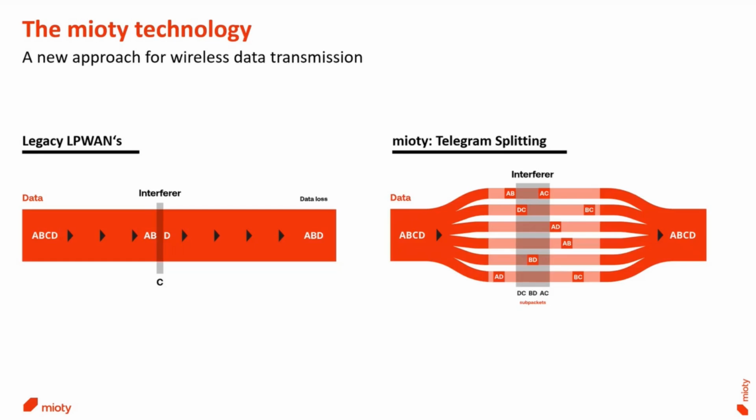So we take the same data, ABCD, split it into sub-packets, and there's some redundancy in these sub-packets, transmit with frequency and time shift, and yes, we will also be hitting some interference, and some of these sub-packets will be lost. But if 50% or more of them survive the journey, we will recompose the message in full. And this is really where mioty differs from the other technologies.